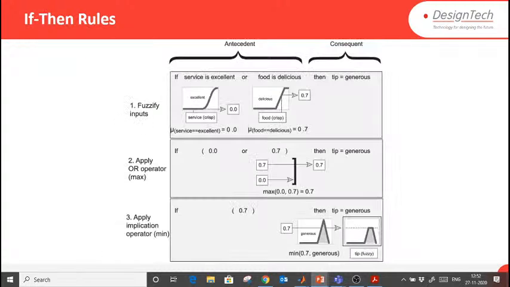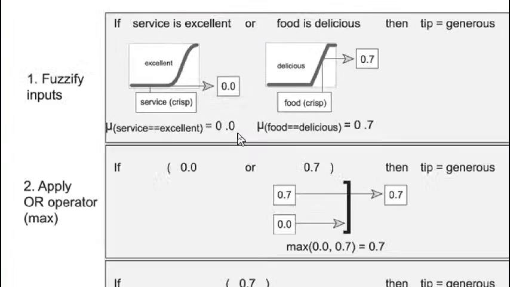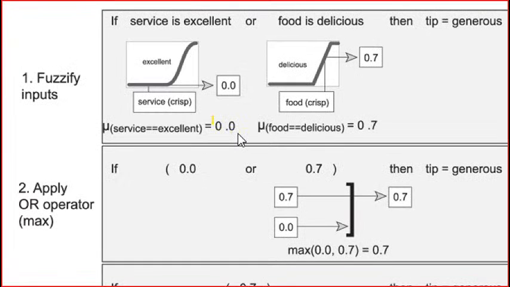Okay, if-then rules will work like this, as I told. If service is excellent, let's say that value is 0. Food is delicious, let's say 0.7. Let's say I am using OR: if service is excellent or food is delicious, right? So what will be the output? Max value. In the case of OR, that will be 0.7. Perfect.